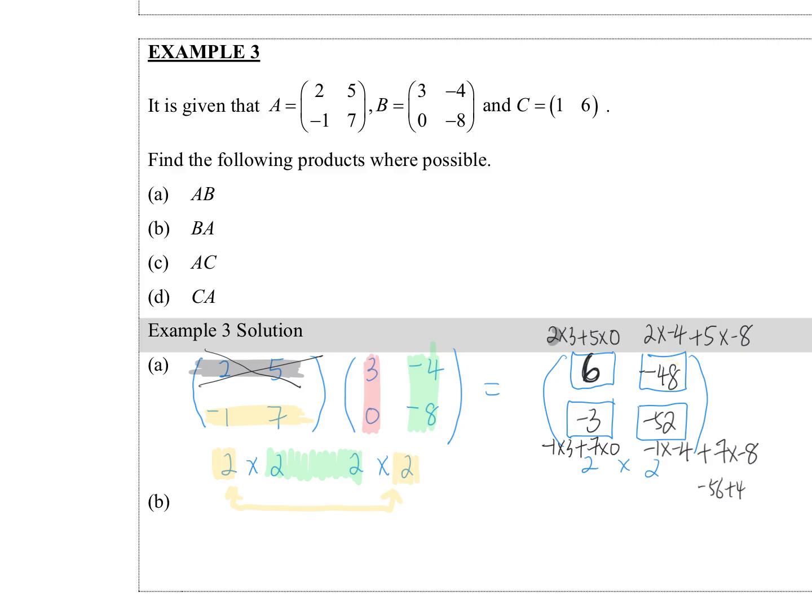So it's always row times column, but you don't jump around. You settle the first row first, then you go to the second row and then settle it again. So it's always like that.